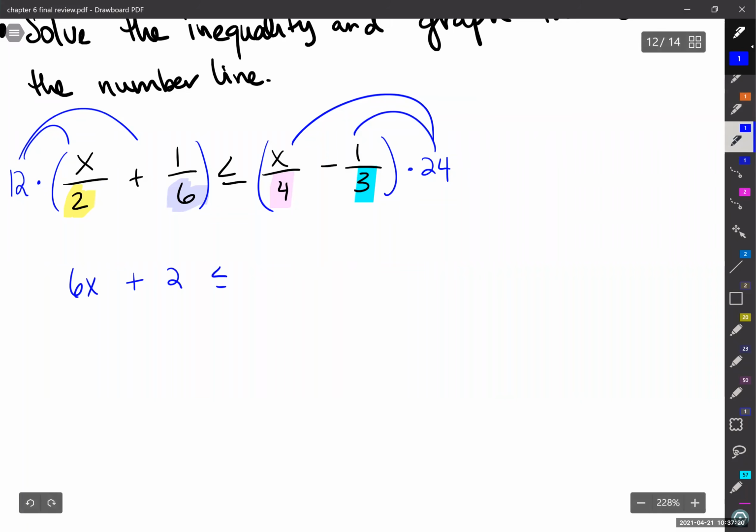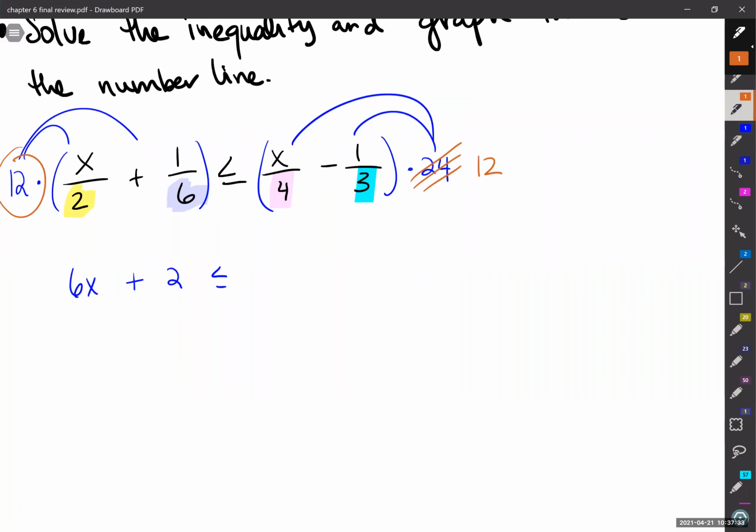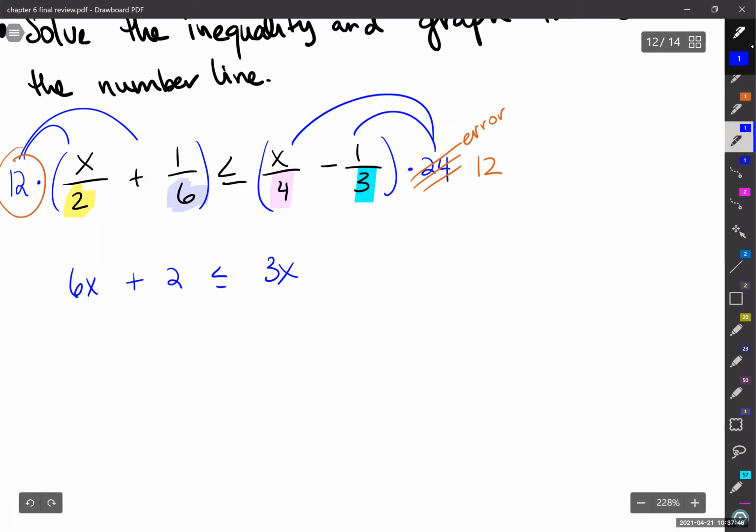I'm not quite sure why I wrote 24 here. Do we see that would be a problem? So this was a big error on accident. What you multiply on one side, you do have to multiply on the other side, so that should have been 12. Does that make sense to everyone? Okay, so that was an error. We fixed it. So now 12 x's divided by 4 gives you 3. 12 divided by 3 gives you 4. So by multiplying by this least common multiple of the denominators, we now have an inequality that we're more used to working with. We got rid of the fractions.